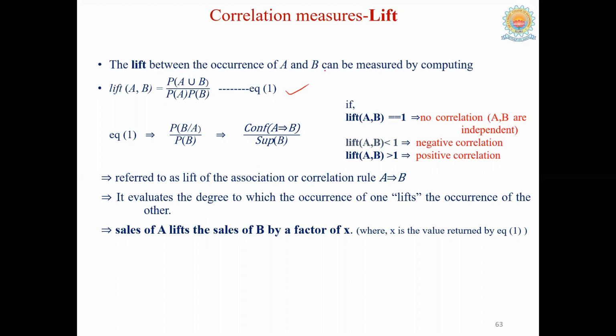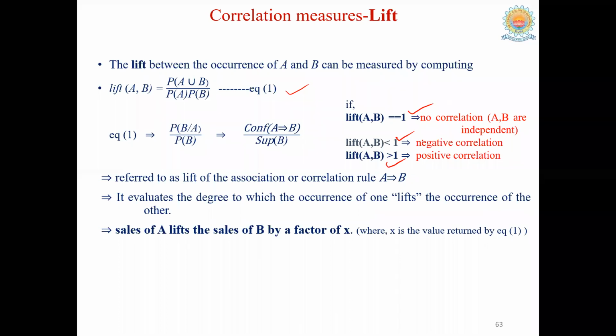So here, if the lift among the items A and B is equal to 1, then we can say that there exists no correlation among the item sets, which means that item sets A and B are independent. If the lift value is less than 1, then there exists a negative correlation among the item sets. And if it is greater than 1, then there exists a positive correlation among the item sets.